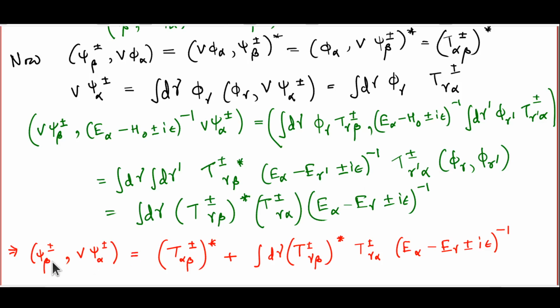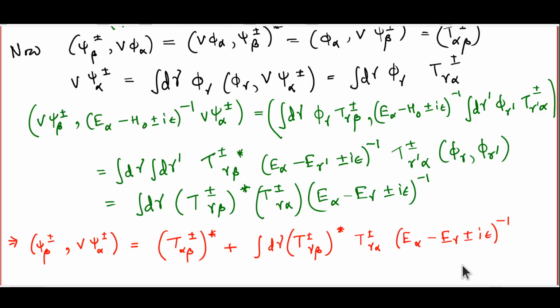So psi beta plus minus, comma, V psi alpha plus minus turns out to be the conjugate of T plus minus alpha beta, plus this integral d gamma T plus minus gamma beta star T plus minus gamma alpha times the inverse of E alpha minus E gamma plus minus I epsilon. So that, as I told you, is one way of evaluating this particular matrix element. We can of course evaluate it in the other way, and that's exactly what we are going to do now.